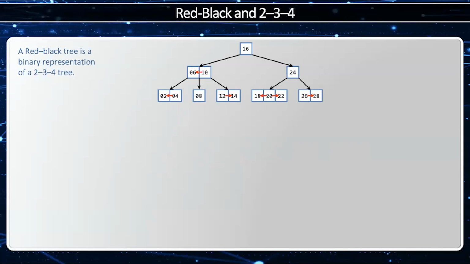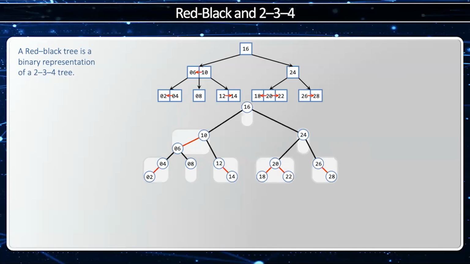I'm going to take that same 2, 3, 4 tree, and now I'm going to expand it a little bit. And notice that the gray outline is the 2, 3, 4 nodes. The black edges go between the 2, 3, 4 nodes, and the red edges go inside a 2, 3, 4 node. And then that actually becomes a binary tree where the nodes themselves are colored. So 16 is going to be black. 10 and 24 will be black. And then 12, 20, 26, 4, and 8 will be black as well.